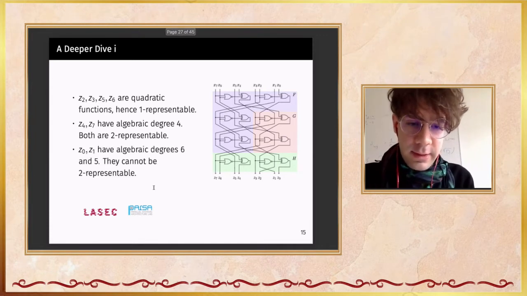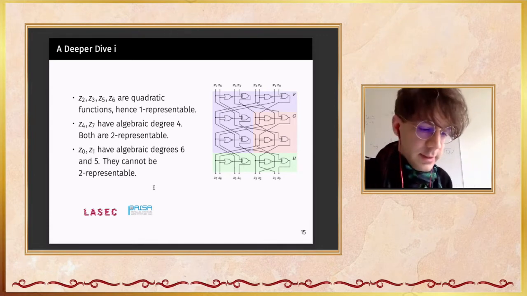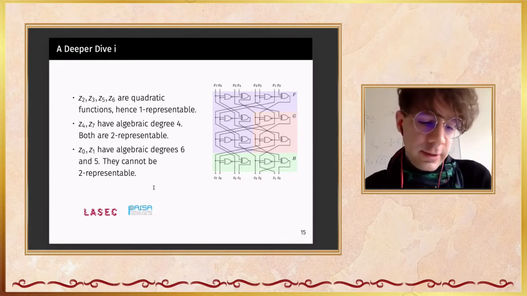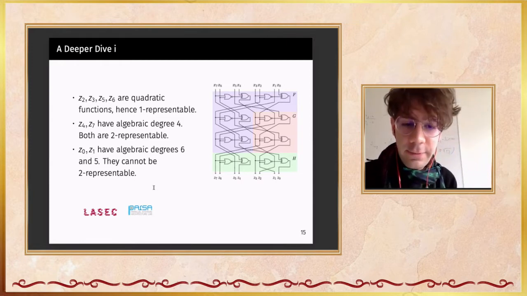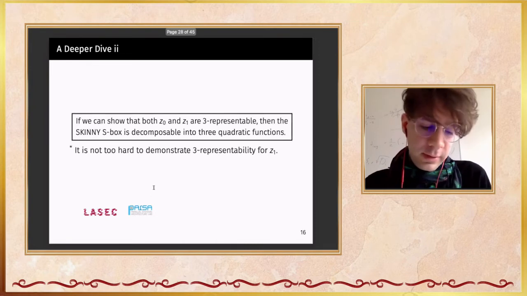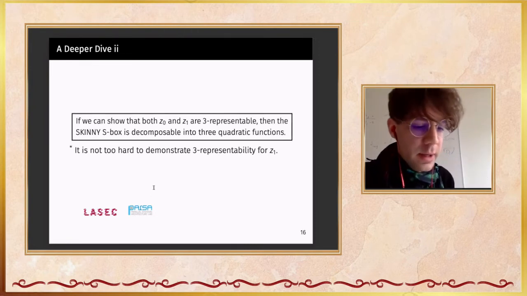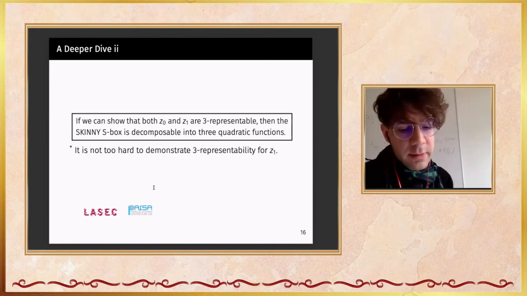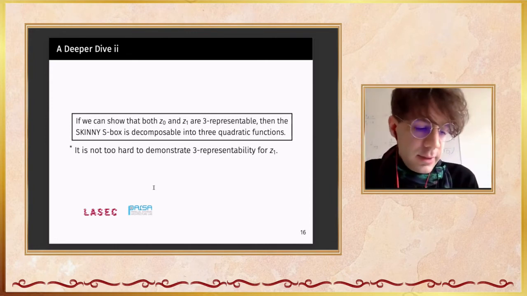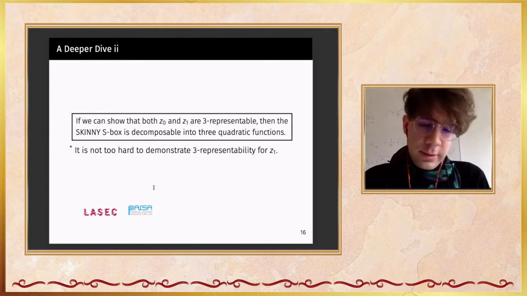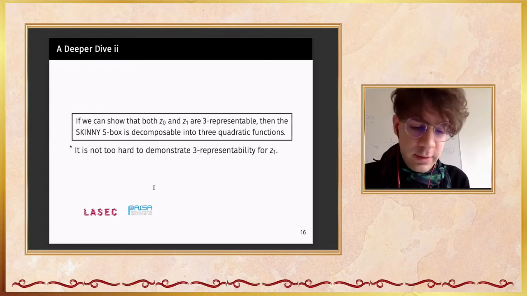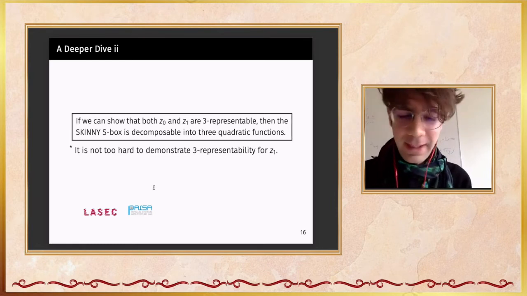And then bit 0 and bit 1 have algebraic degrees 6 and 5, and again, by definition, they cannot be 2-representable, since the set of all 2-representable functions contains only members of degree 4 or less. So now we have reduced our problem to finding a 3-representable description of bit 0 and bit 1, which would mean that the Skinny S-box is decomposable into 3 quadratic functions. Just for time reasons, we'll limit ourselves to the derivation of bit 0 only and leave bit 1 to the interested readers.